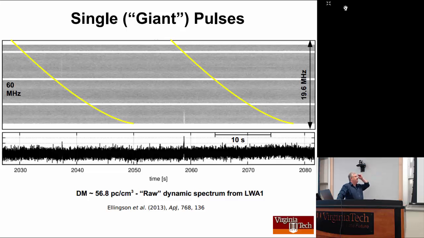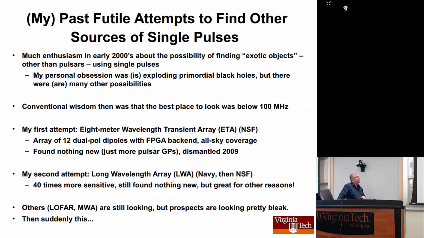So many of us have been curious about this. We still have no idea why they happen. We've got a bunch of theories which are all unverifiable at the moment. Something that came up is, well, if pulsars do this and we don't know why, maybe there are other things that produce single pulses.